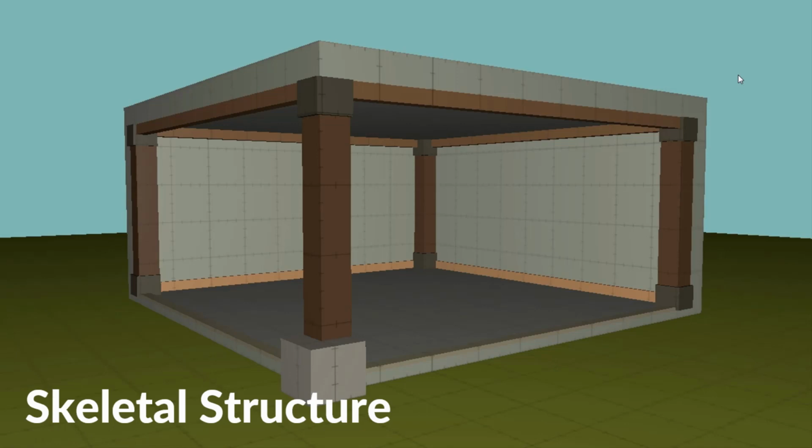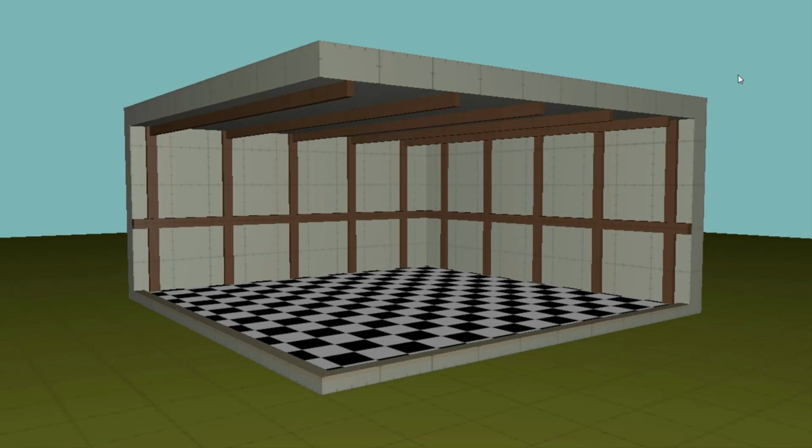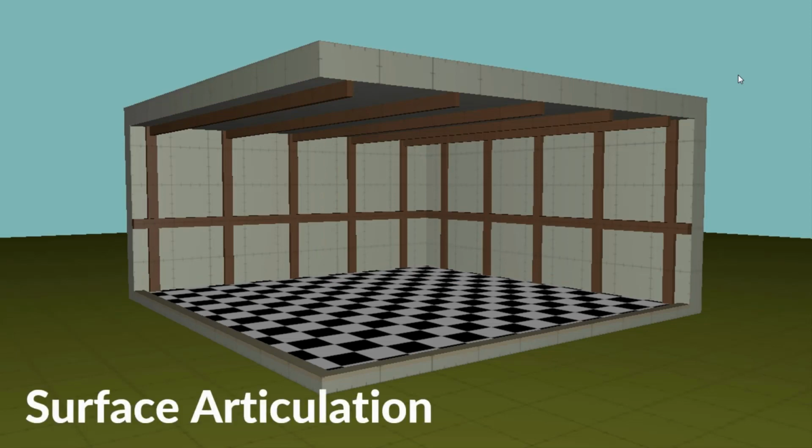Another way that we can articulate the shape of this is through surface articulation. Here I've pulled back on the skeletal articulation, so you don't necessarily see very strong corners and points. But what you do see is this repetition of these linear elements along the outer planes.